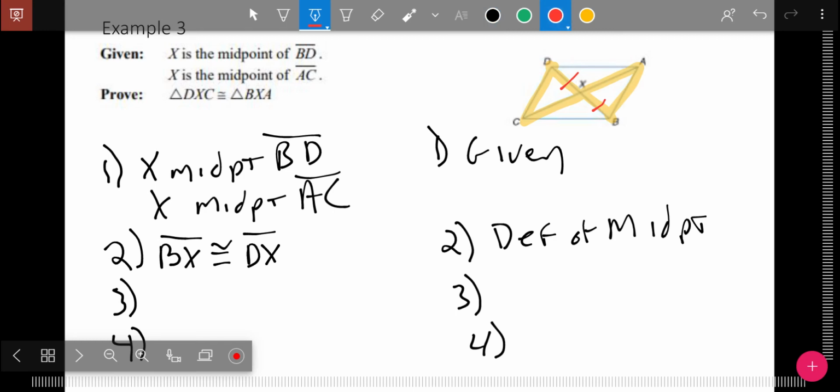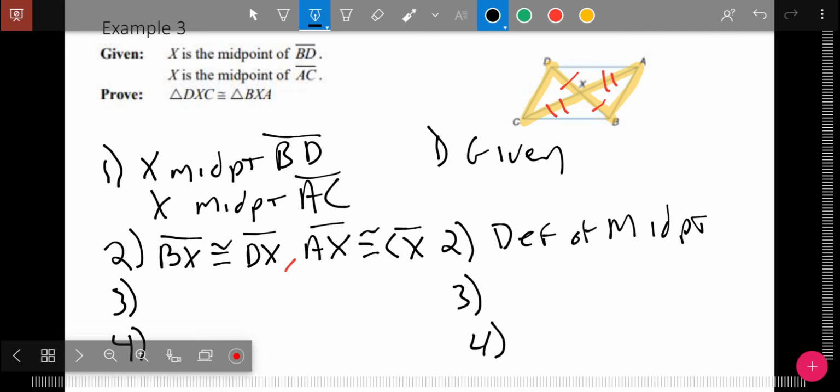Now, midpoint also was a part of AC. So for AC, I have two equal parts, AX and CX. And so I can say that here as well. AX is congruent to CX because they're both definition of midpoint. I could make that steps 2 and 3, or I could just make it all step 2.